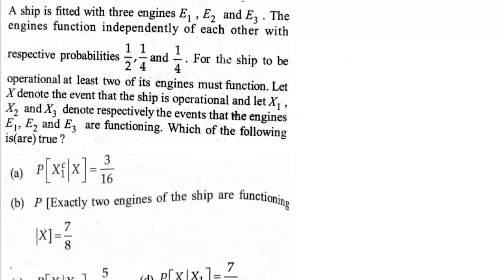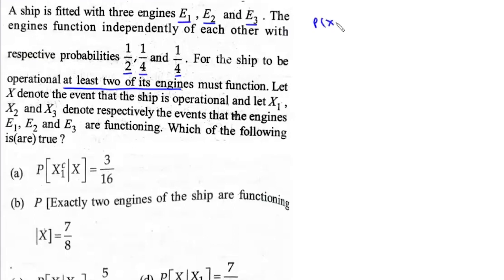Now here the question is, a ship is fitted with 3 engines, E1, E2 and E3. The engines function independently of each other with probabilities 1 by 2, 1 by 4 and 1 by 4. Now for the ship to be operational, at least 2 of the engines must function. Let X denote the event that the ship is operational, and X1, X2 and X3 denote respectively the events that engines E1, E2 and E3 are functioning. Then which of the following is or are true?